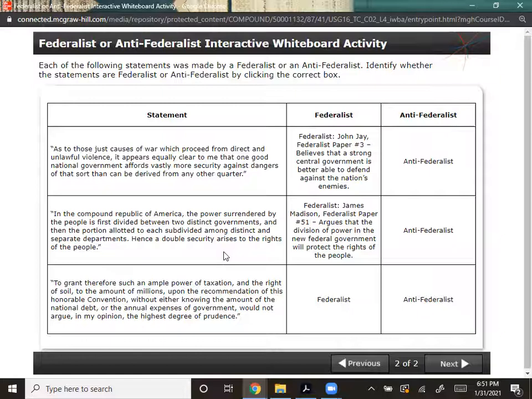Last one: to grant, therefore, such an ample power of taxation and the right of soil to the amount of millions upon the recommendation of this honorable convention, without either knowing the amount of the national debt or the annual expenses of government, would not argue, in my opinion, the highest degree of prudence. I'm going to say Anti-Federalist. I was right. A Farmer, Anti-Federalist Paper number 13, fears that the expenses and debt of the national government would result in heavy taxation.